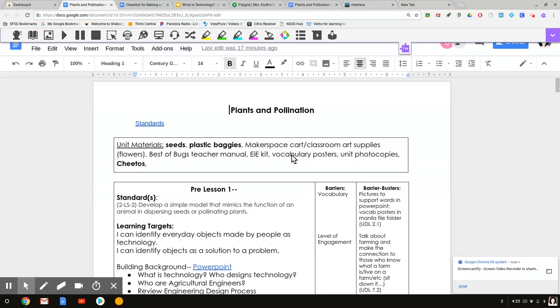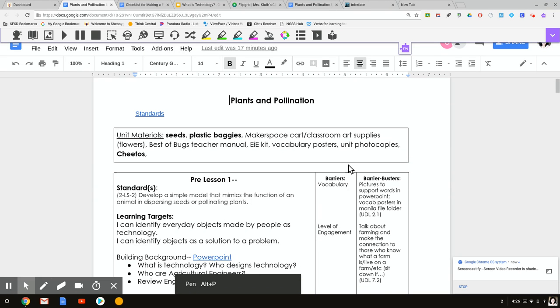This is a second grade unit that focuses on plants and pollination. To begin, we looked at the lessons we would cover. We looked at standards, learning targets, assessments, barriers, actions to reduce barriers, and we started with the teacher outline.